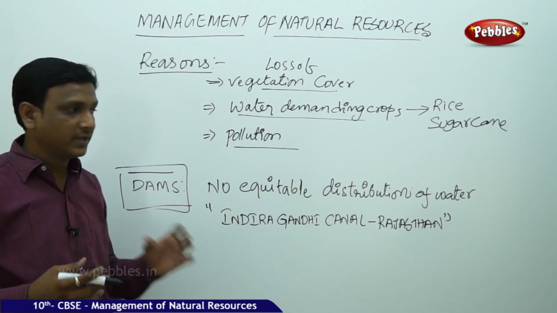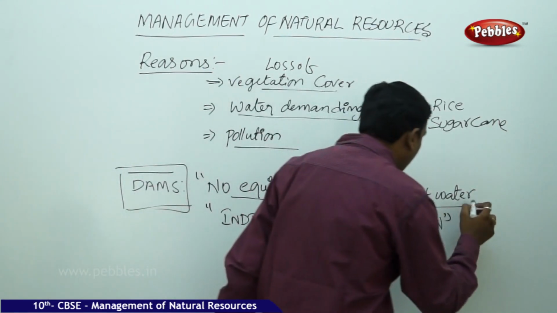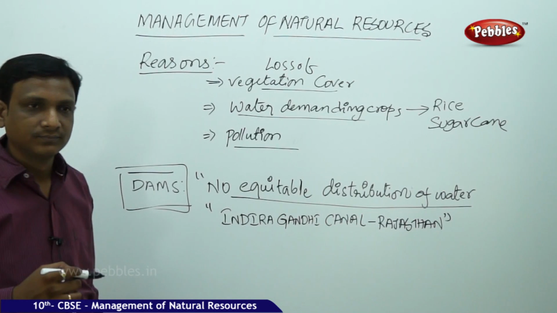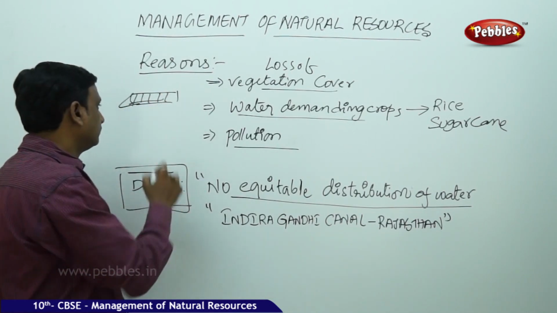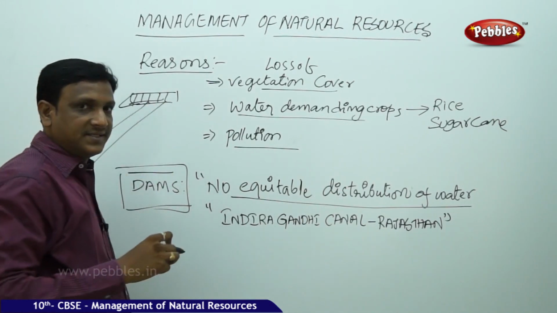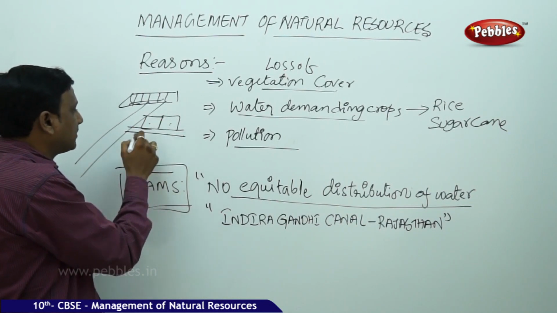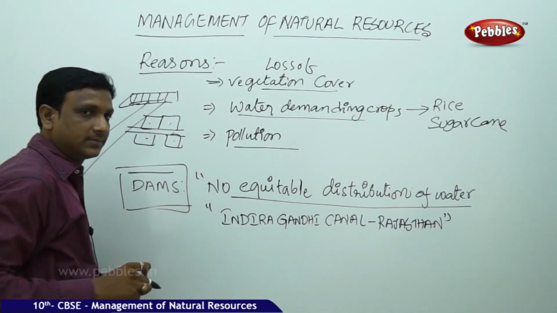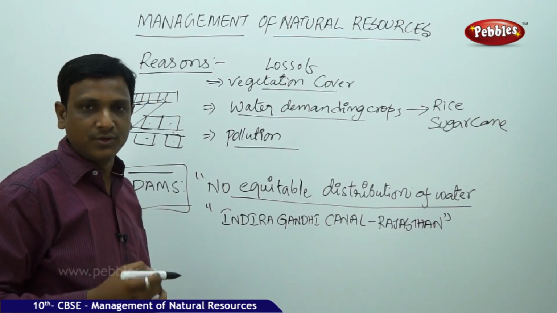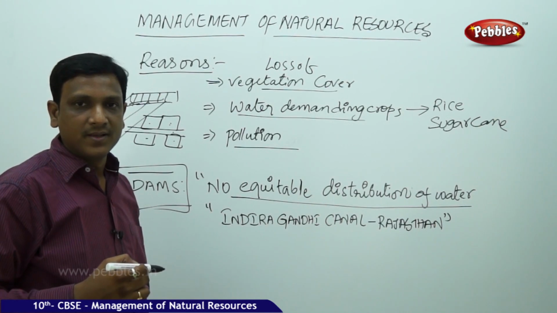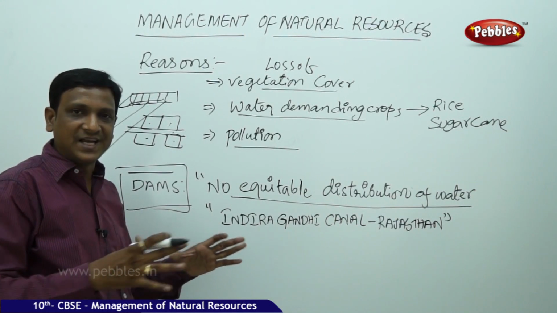Why? What are the issues that are linked up with these dams? One major thing is no equitable distribution of water. A dam is constructed at one place. So the water is channelized. To which areas these channels reach, those crops and those farmers will be happy. They will get the water. But there are some places which are far away from this dam, far away from the canals, they do not get any water. So, no equitable distribution. The water is not properly, rationally distributed.